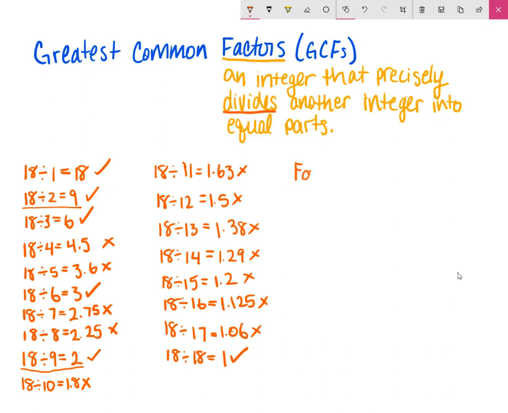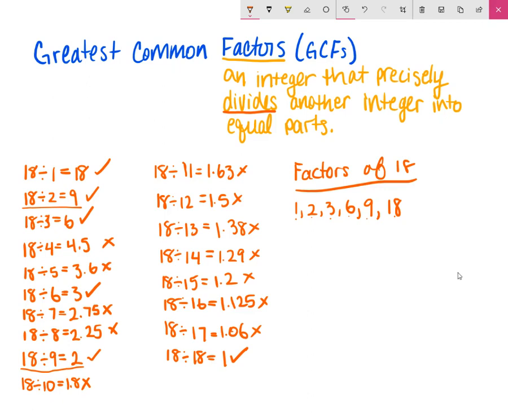So factors of 18 are 1, 2, 3, 6, 9, and 18. Yep. So we have 1, 2, 3, 4, 5, 6 factors of 18. Great, we found our factors.